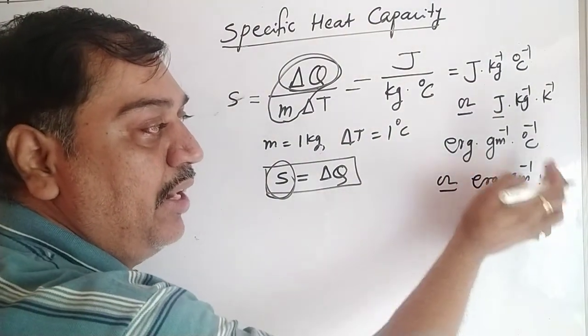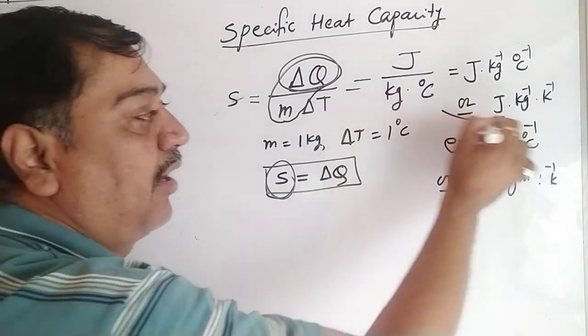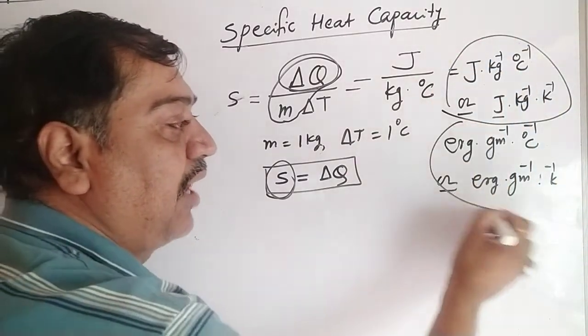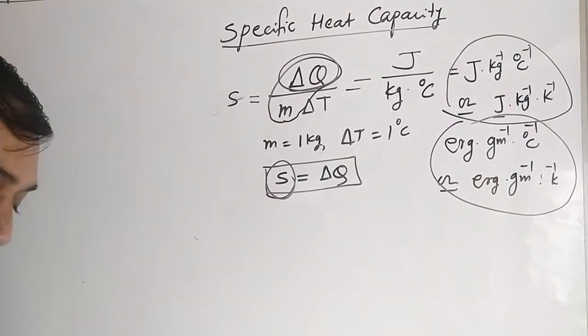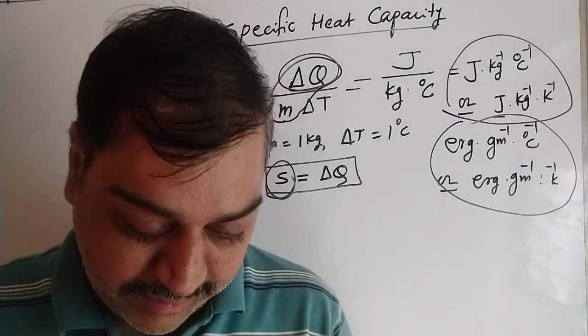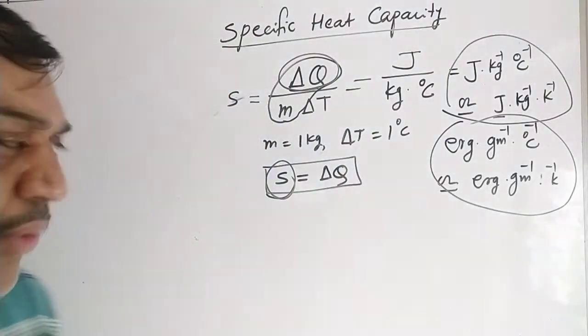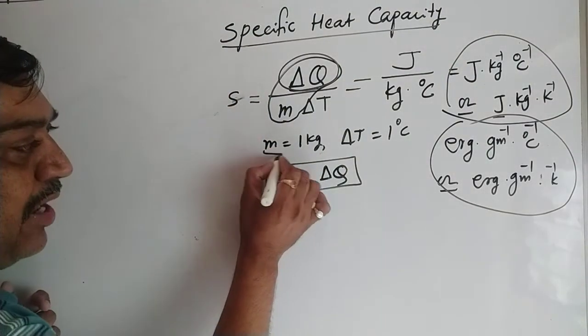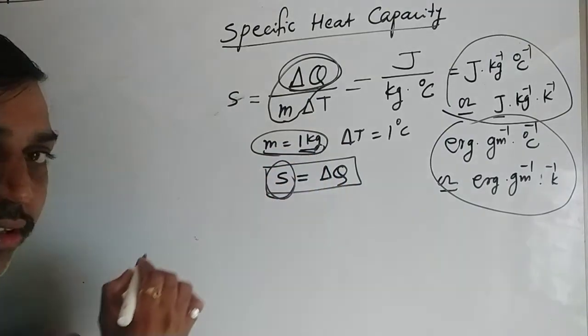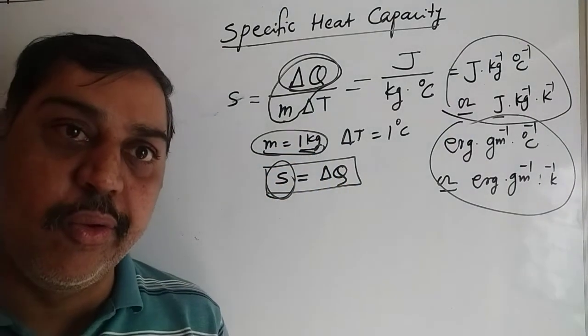Okay, it is in Kelvin, it is in degree Celsius. That's it. So these are the MKS system units, and these are the CGS system units for this specific heat capacity. Now here, if you remember, we are going to use this mass. This mass we have taken in kilogram.